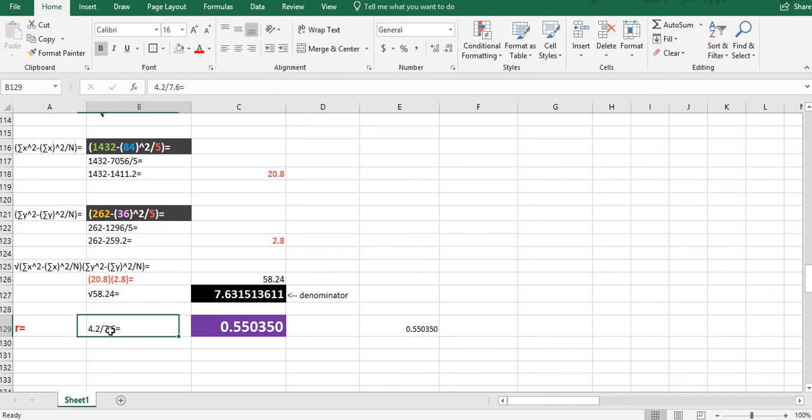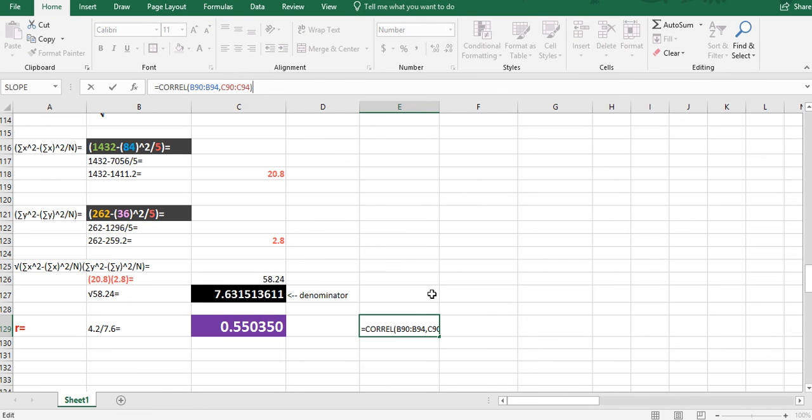So Pearson's r is right here. 4.2 over 7.6, which equals 0.55, roughly. You can check that to make sure that it's right by using the CORREL function. But remember, if you're taking a statistics course, you're probably going to have to show your work anyway. So it's good to know how to do all this.